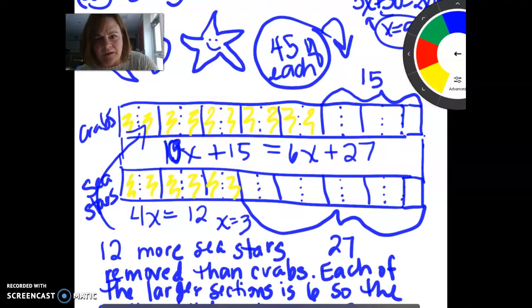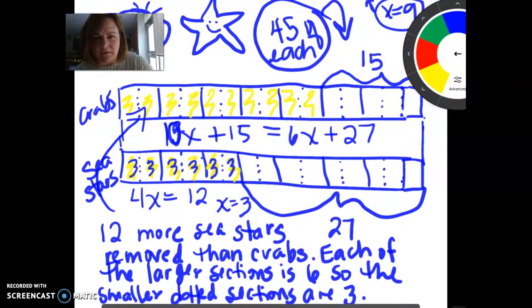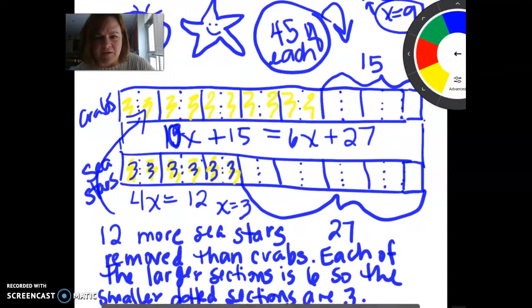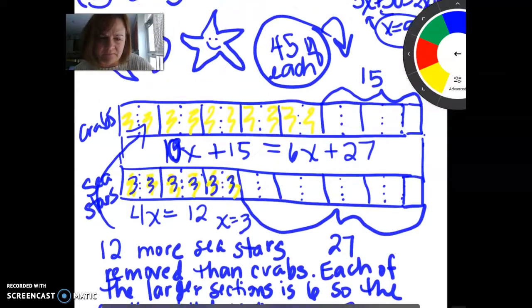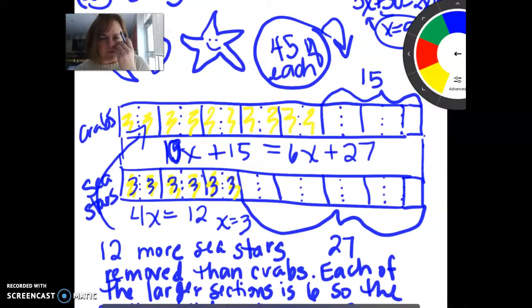When I say each of my x's, I'm talking about these little half-of-a-square sections. So I know that there were 12 more sea stars removed than crabs. Each of the larger sections is 6, that's what we just figured out, so each of the small sections is 3. So if we wanted to figure out how many we started with, we could just multiply by 3.